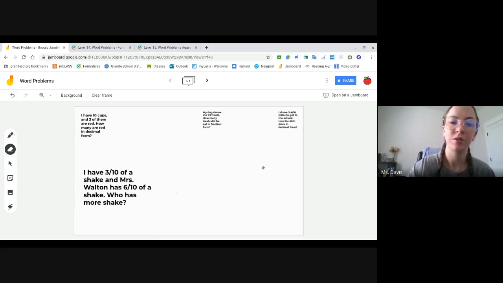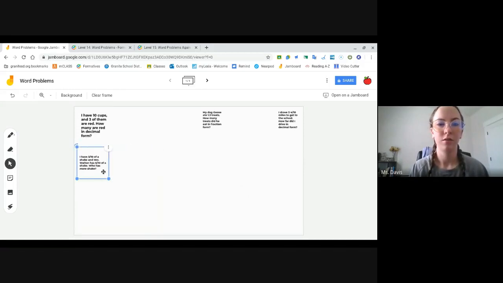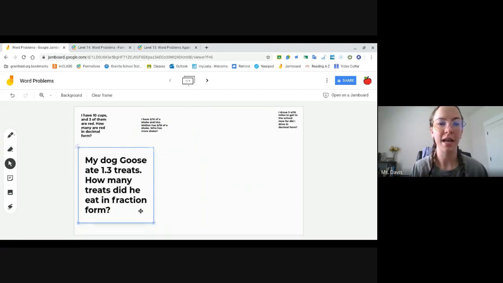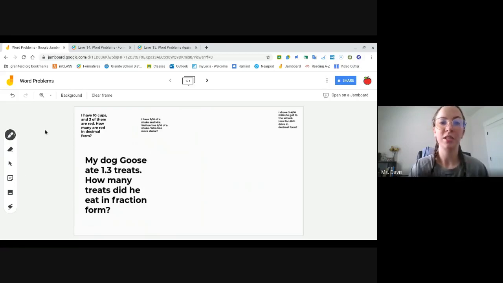Okay, moving on to the next one. My dog Goose ate 1 and 3 tenths. That's how we read decimals, 1 and 3 tenths treats. How many treats did he eat in fraction form? So I'm going to start with what I know is the whole number, on the left side of the decimal. So I know there's 1. So he ate 1 whole treat.